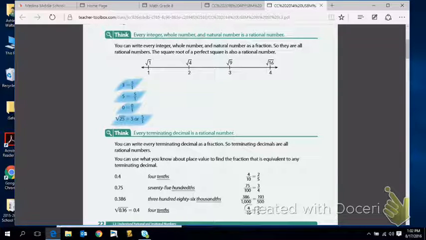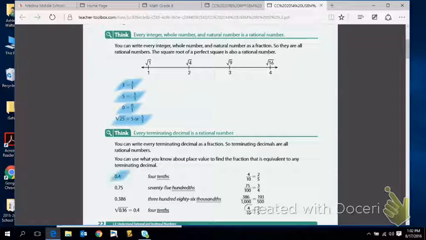Every terminating decimal is a rational number. Terminating decimals are decimals that have an ending place, or you can identify the number based on its place value. So you can write every terminating decimal as a fraction, so you know all terminating decimals are rational numbers. You can use what you know about place value to find the fraction that is equivalent to any terminating decimal.